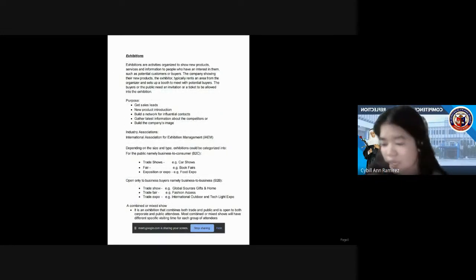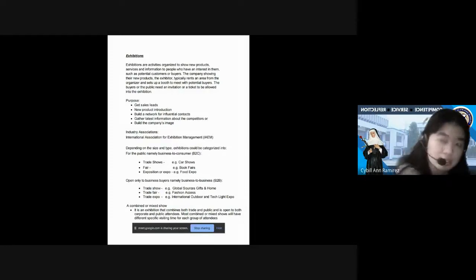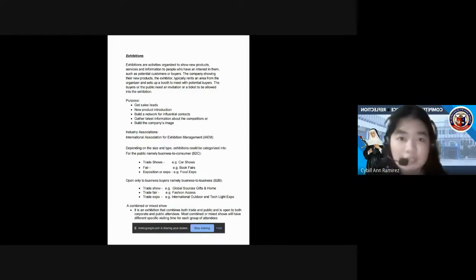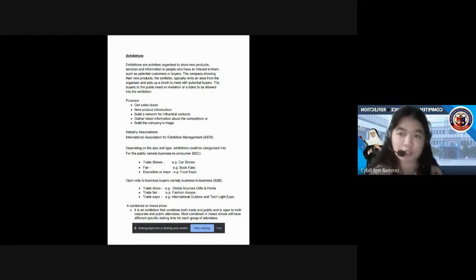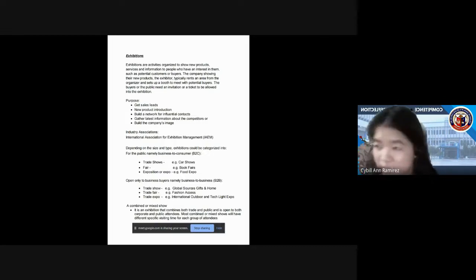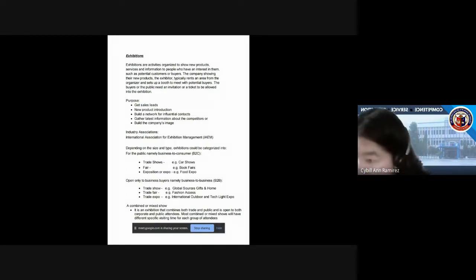Exhibition. So, the last E. Exhibitions are activities to show new products, services, and information to people who have interest in them. If you saw the video earlier, it was an automobile exhibition with stalls of vehicles from different brands, and they showcase the new models of cars.